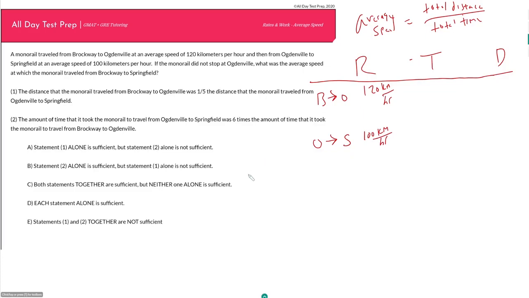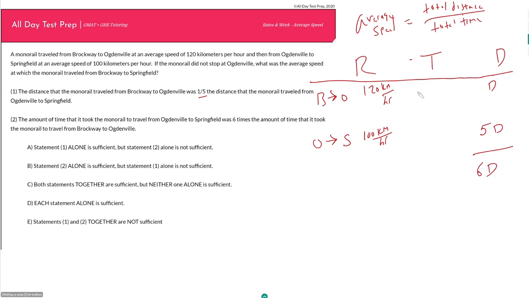So statement 1 says the distance that the monorail traveled from Brockway to Ogdenville was 1/5 the distance that the monorail traveled from Ogdenville to Springfield. If I can put this in terms of a non-fraction, I would prefer that. So the distance from Brockway to Ogdenville is D, and I'll call the distance from Ogdenville to Springfield 5D. Now this makes my total distance 6D, and that is really what I care about.